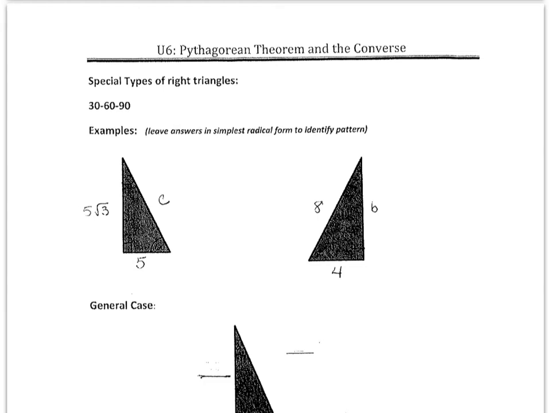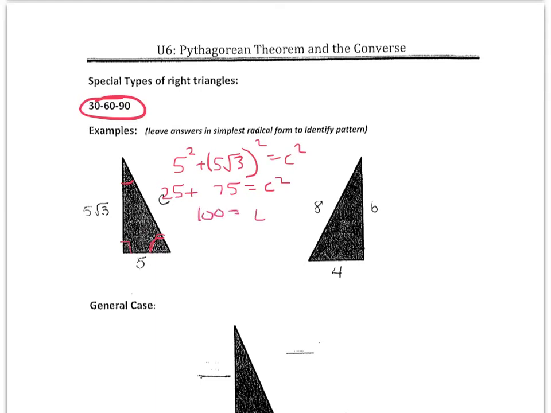Now we have our second type of special triangle. This one has angles of 60 degrees, 30 degrees, and 90 degrees. So it's a 30, 60, 90 triangle. Let's do our Pythagorean theorem to find the missing side. One side is 5, so 5 squared plus 5 square root of 3 squared equals c squared. So we get 25 plus 75 equals c squared. 100 equals c squared. Take the square root of both sides, and we get that the c side is 10. The hypotenuse was 10. We can try another problem.